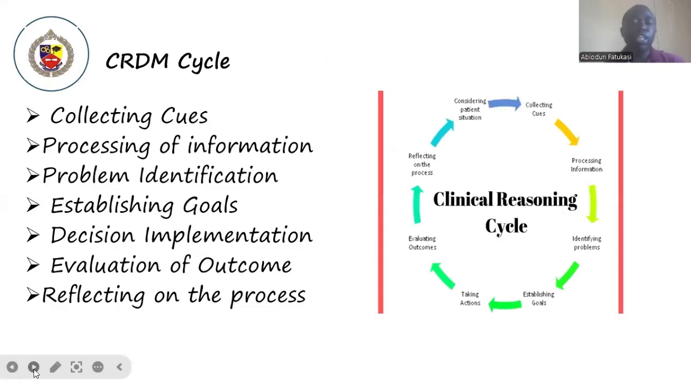Also, we'll be talking about the clinical reasoning and decision making circle. Under this circle, we'll be talking about collecting cues, processing of information, problem identification, establishing goals, decision implementation, and evaluation of outcome, and reflecting on the processes. The circle is represented by a diagram here.